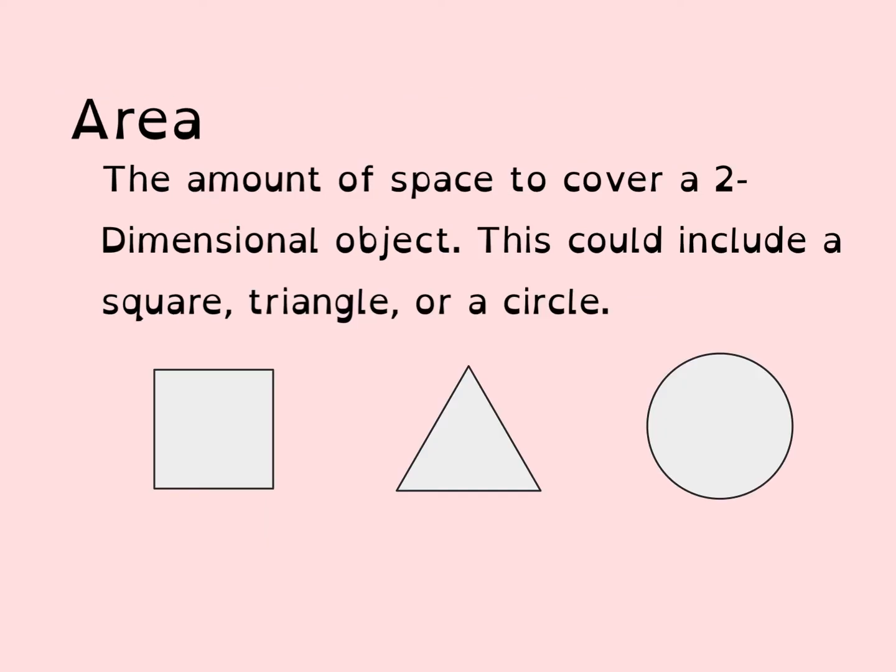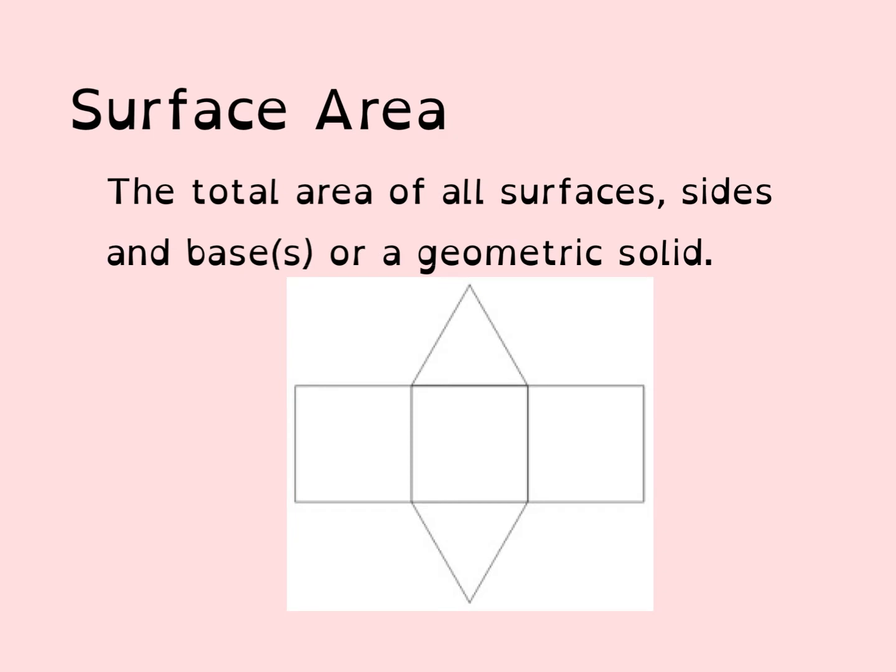Now let's review area. Area is the amount of space to cover a two-dimensional object. This could include a square, triangle, or circle. Now, surface area is the total area of all surfaces, sides, and bases in a geometric solid. For example, down here, to find the surface area, we would find the area of these two triangles and the area of all these squares. Then we would add them up to get the total surface area.